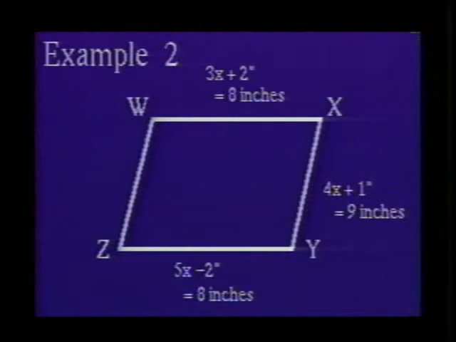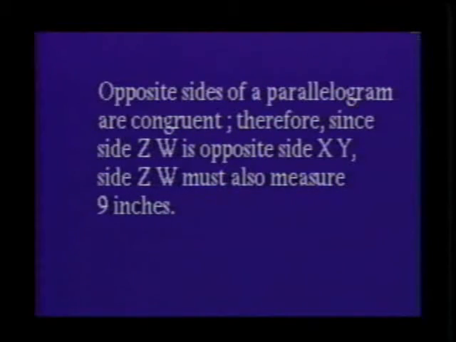Notice that line segments WX and YZ both measure 8 inches. How do we find the length of side ZW? Remember that opposite sides of a parallelogram are congruent. Therefore, since side ZW is opposite side XY, side ZW must also measure 9 inches.